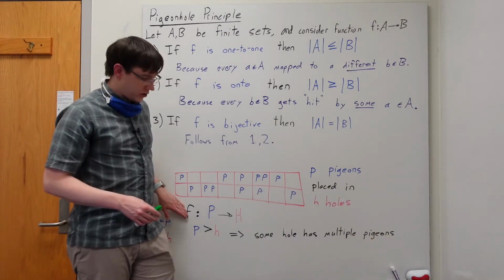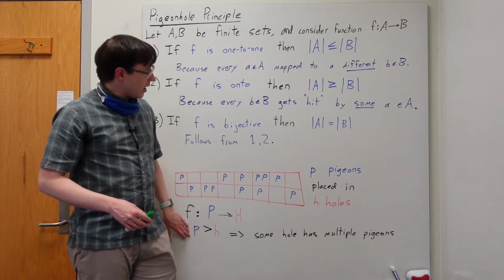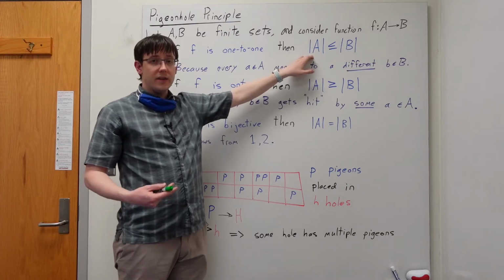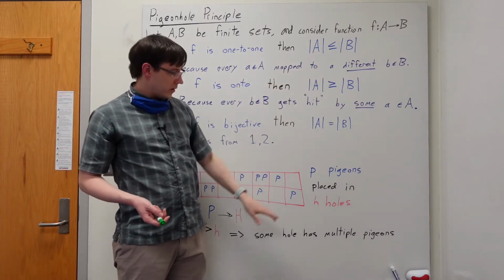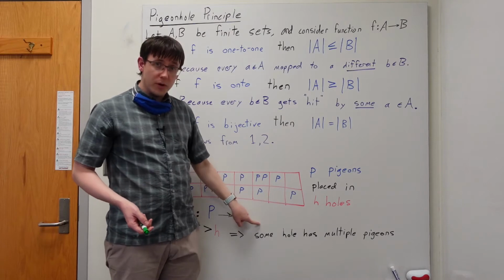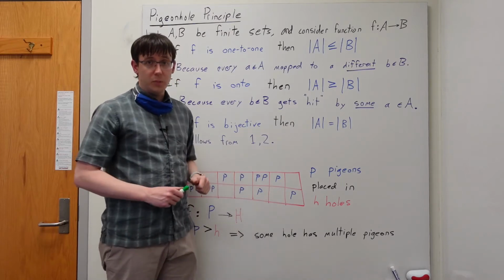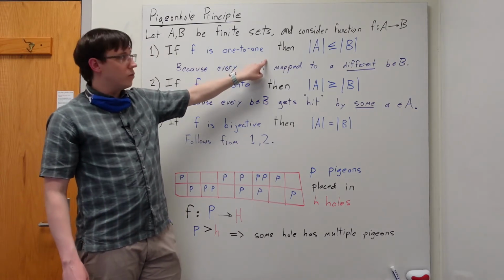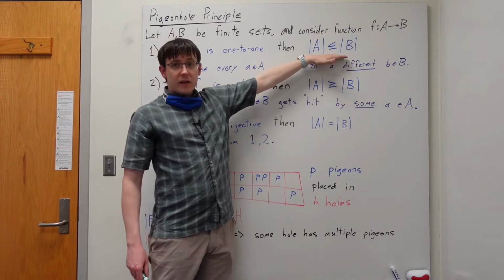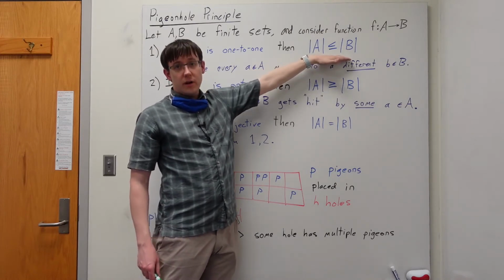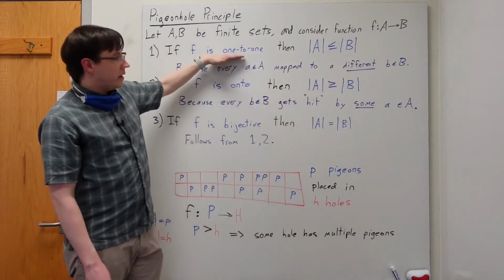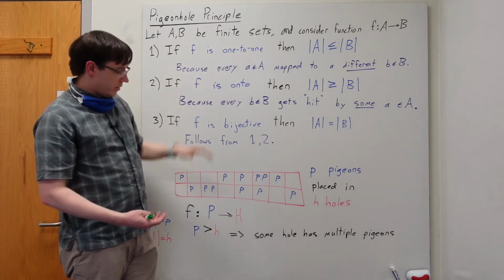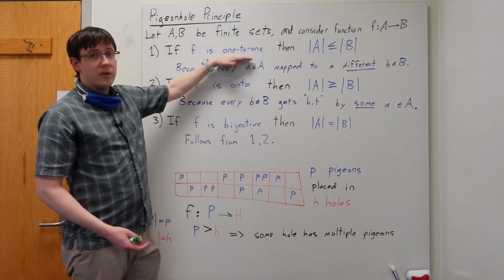In terms of the function, when the size of the input set is larger than the size of the output set, there must be some output that is hit by multiple inputs. So this statement is the contrapositive of 1. A is greater than B is the negation of our conclusion, and if there is some hole that contains multiple pigeons, then our function from pigeons to holes is not 1 to 1.